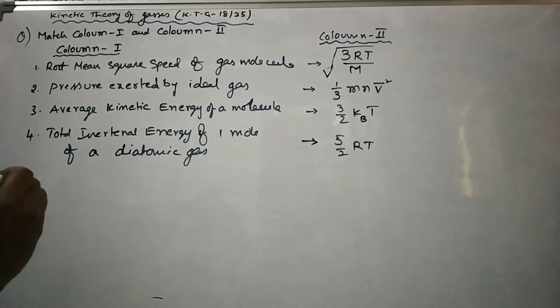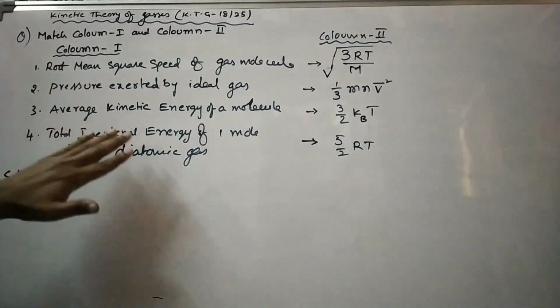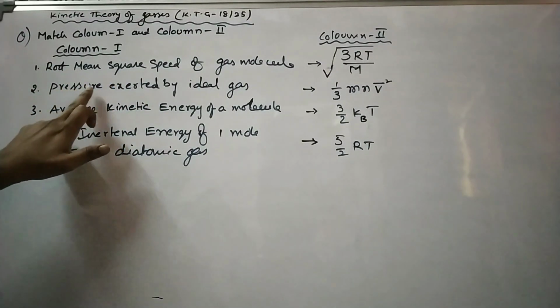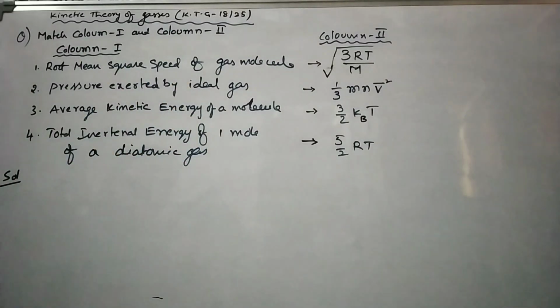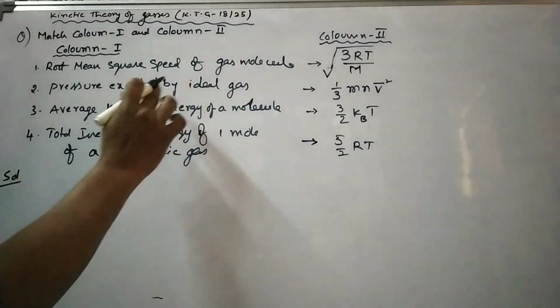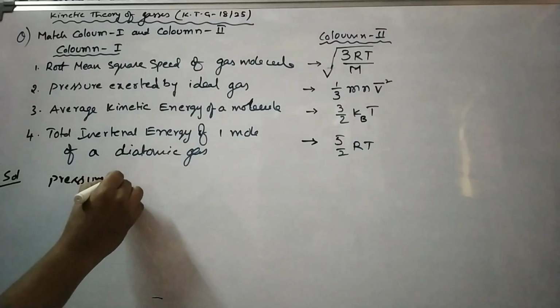According to the law of equipartition of energy, actually this is done based on that concept. But according to the given items, the second one is the pressure exerted by ideal gas. From kinetic theory of gases, you have to derive the pressure exerted by an ideal gas.